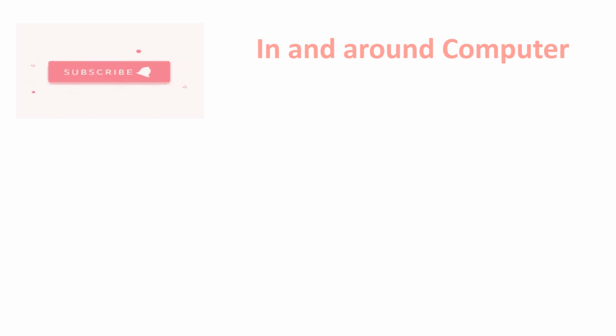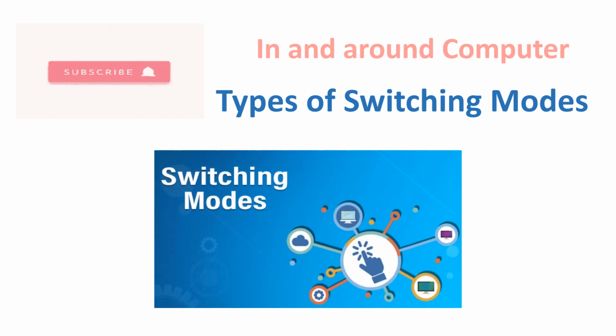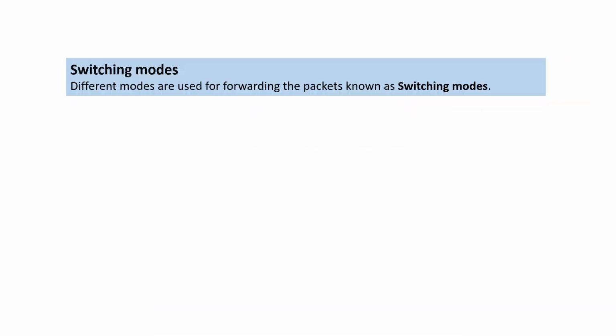In this video, we are going to see the types of switching mode. In the previous video, we have seen the switching techniques, where the switching techniques will choose the best route to forward the packets in the networks. In this video, we are going to see the switching modes. That is, the switching technique is achieved by using the switches, where these switches can operate in three modes.